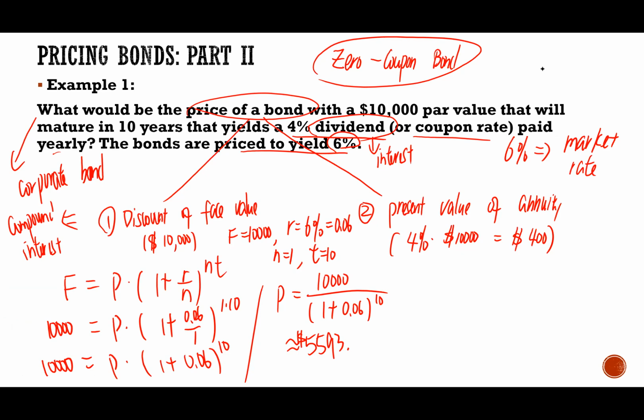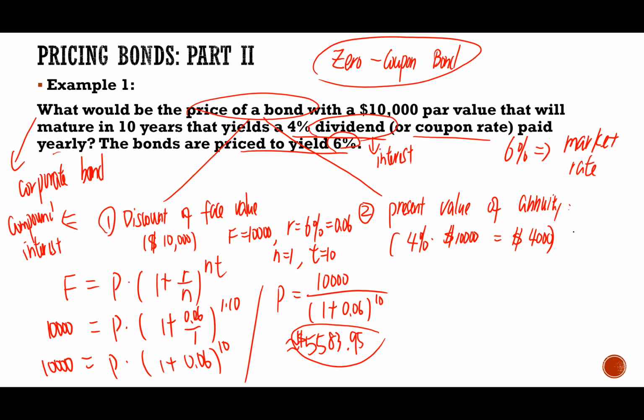$83.95. So this is the discount of the face value. And also we need to find out the present value of all these annuities of $4,000 per year. Let's see what that is.